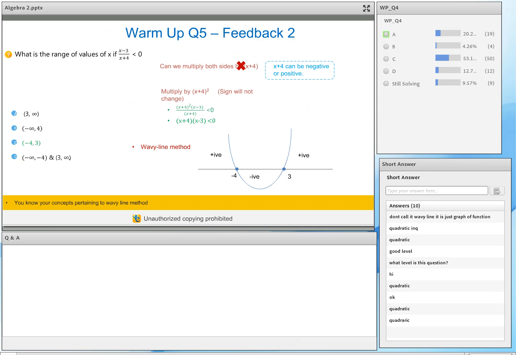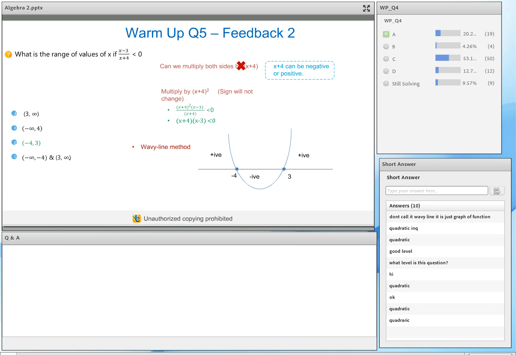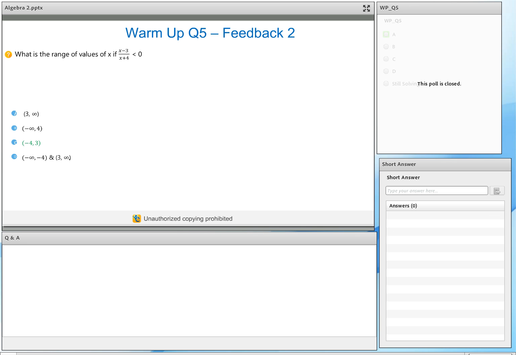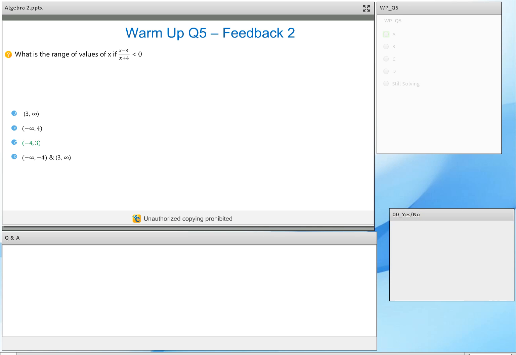Okay. Let's now go to question number 5. Now, question number 5 is a very interesting question. How many of you were able to tell that this question is a quadratic question, quadratic inequalities question? How many of you were able to tell right away that this is a quadratic inequality? Okay, about 60% of the class.